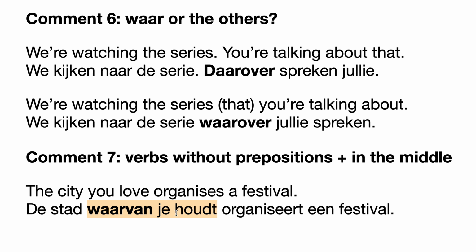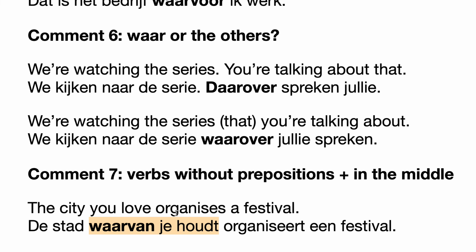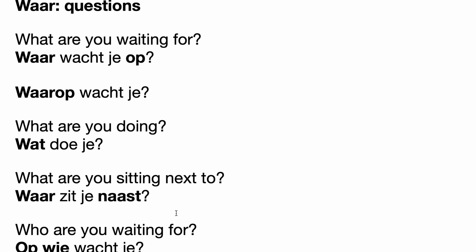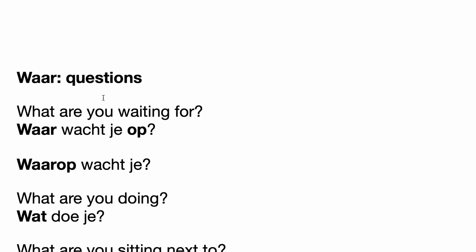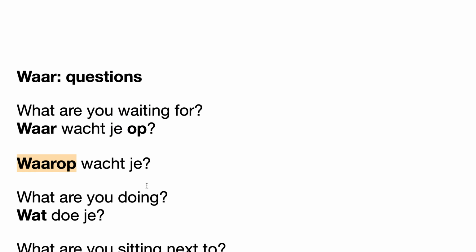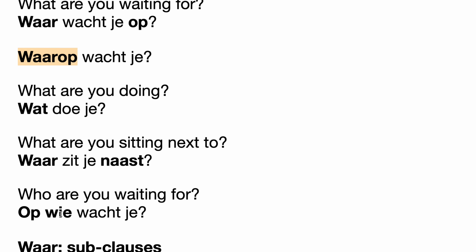Good. So, if we briefly review this waar, if you're asking a question and there's a preposition added to the verb in the question, use waar. You can split it up or you can decide just to put it in one word. If you're talking about people, use wie, and then the preposition will be in front and the wie behind, contrary to this waar, where the waar will be up front and the op will be behind.